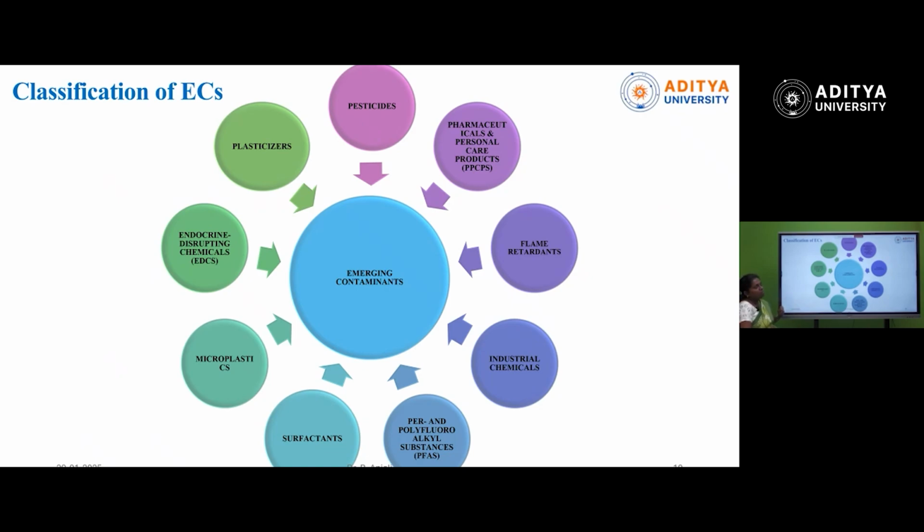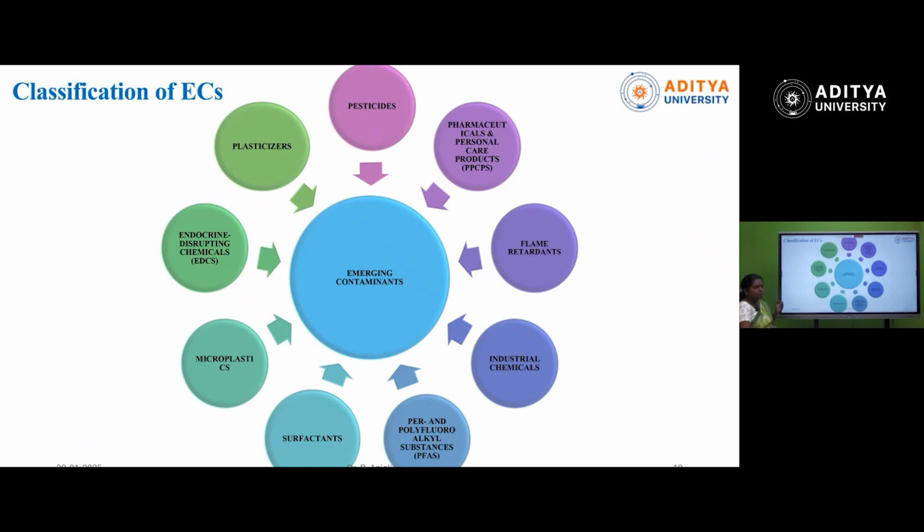As I said, simply we will call it PPCPs. Another one, flame retardants. First, we'll see the pharmaceutical and personal care. Pharmaceutical, obviously, tablets that we are consuming. Example, I can say paracetamol, amoxicillin, azithromycin. All this comes under the category of pharmaceutical. And personal care products means what we use in day-to-day life, like cosmetics, shampoo, soap, paste. All this comes under the category of personal care products.